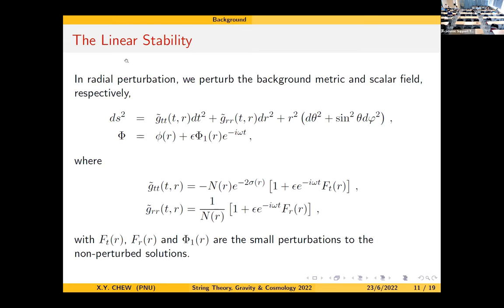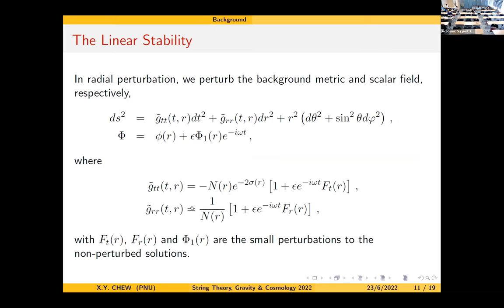In the original paper by Nocamendi and Salgado, they also studied the linear stability, but they didn't study the spectrum for the parameter space. So in this case, for the radial perturbation, we also plotted the background metric and the scalar field as shown here. And the angular part remains invariant. So here we only plotted the GTT and the GRR component. Here, the functions FT, FR, and phi 1 are the small perturbations to the unperturbed solutions.